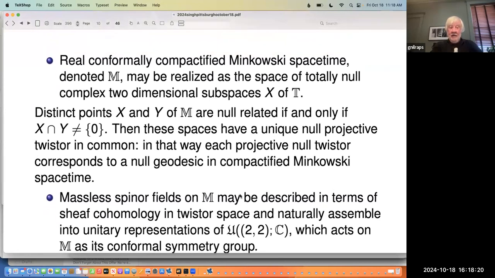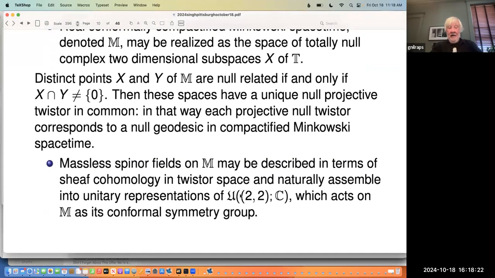So that's the geometry. And then there's a key fact, and that is that there's analysis that goes with it. And that is that massless spinor fields can be described in terms of sheaf cohomology.